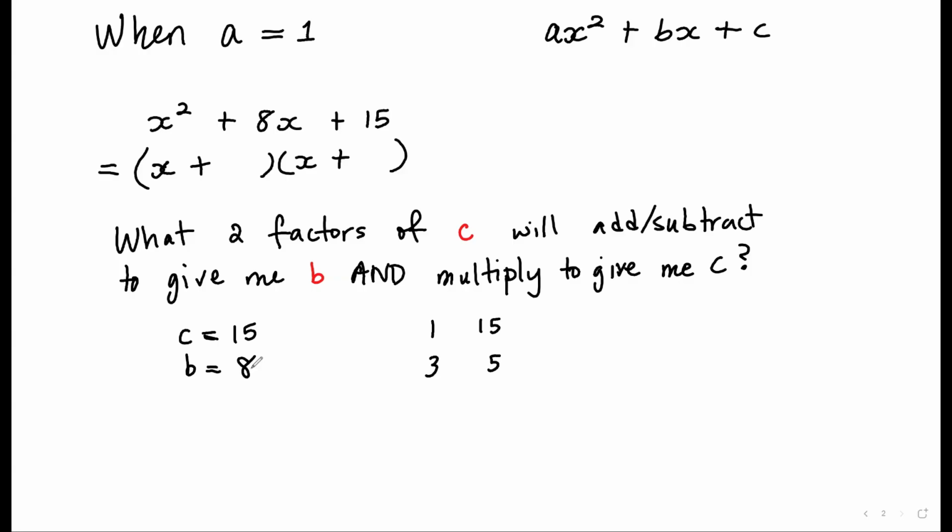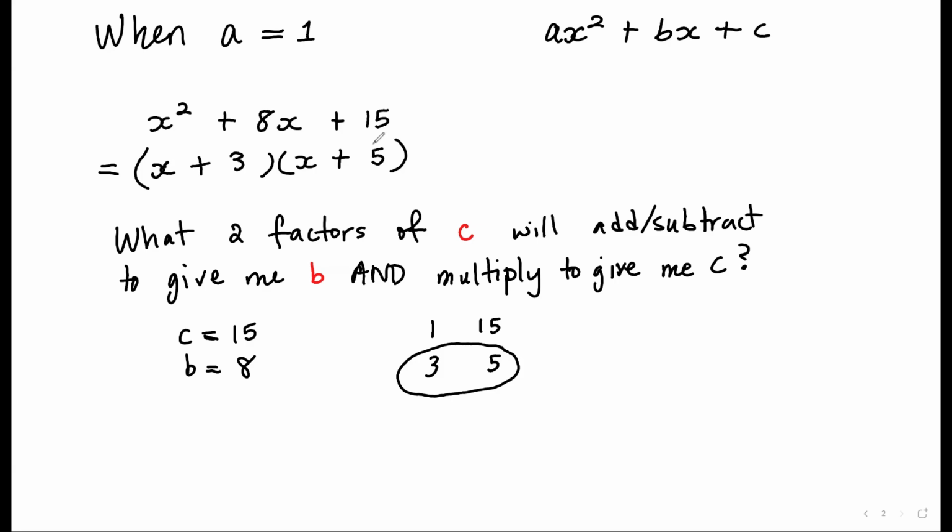They're already listed in pairs that multiply to give me 15, so I only need to look for which of these two pairs will give me 8, and it's going to be 3 and 5. So the factors will be x plus 3, and it doesn't matter which bracket you put the 3 in, so it'll be x plus 3 by x plus 5, right?